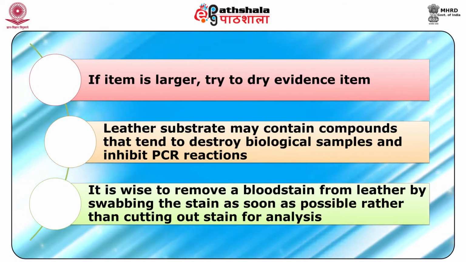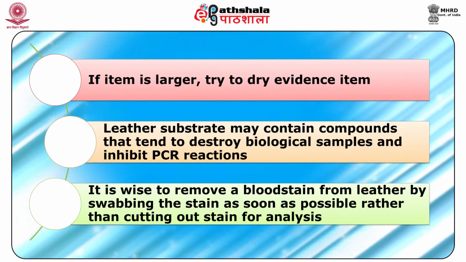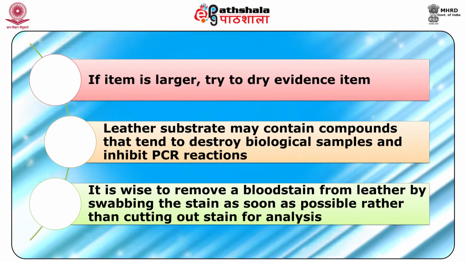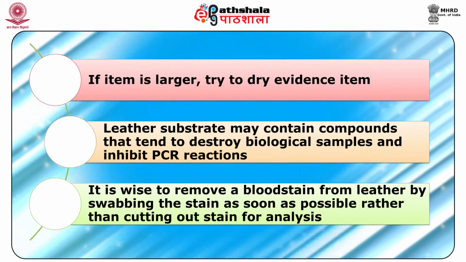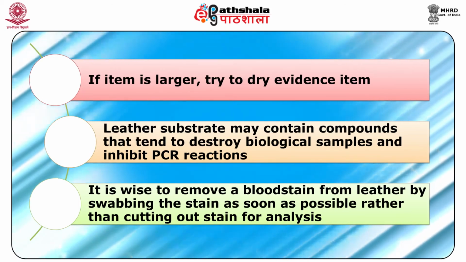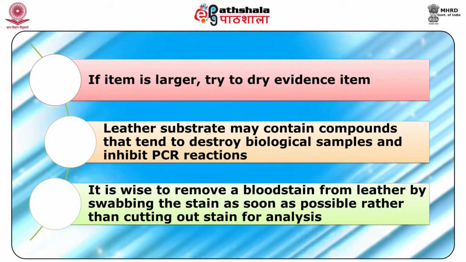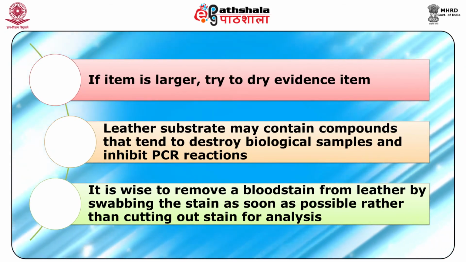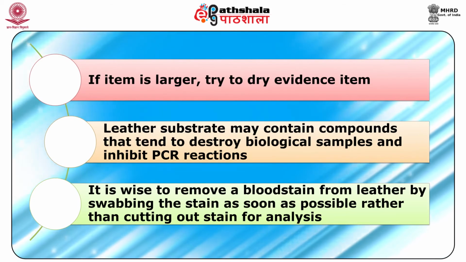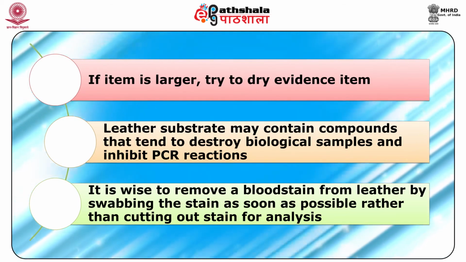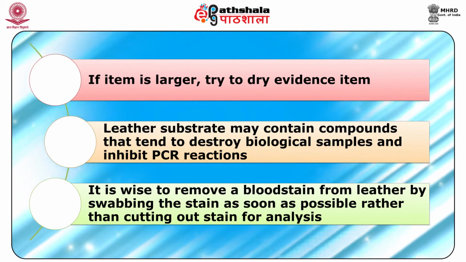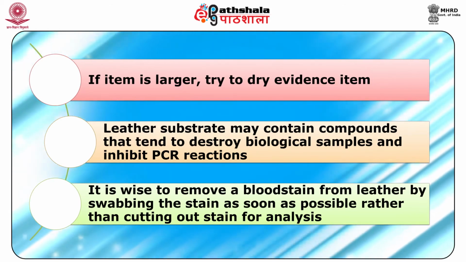The next decision that will likely need to be made is how the evidence should be stored until it is analyzed. Some types of evidence may require that the biological sample be removed from the surrounding material before storage. This would be done to minimize contact of the biological sample with potentially harmful material. For example, leather substrates may contain compounds that tend to destroy biological samples and inhibit PCR reactions. For this reason, it may be wise to remove a blood stain from the leather by swabbing the stain as soon as possible rather than cutting out the stain for analysis.